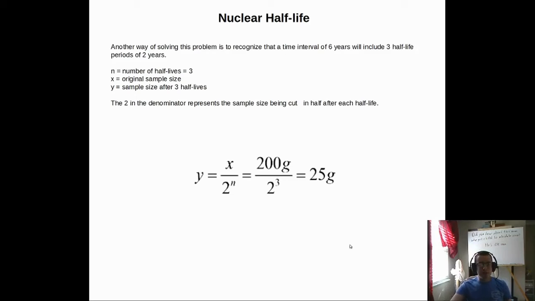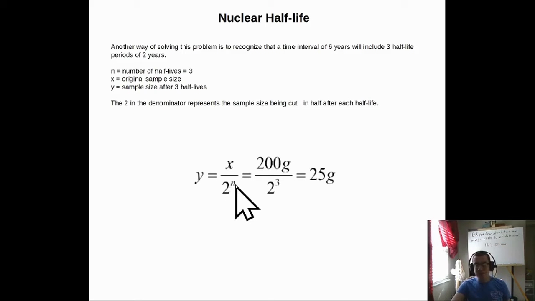So we've got this nifty little equation here. In this, y equals x over 2^n. y is basically what we wind up with. So after all of the half-lives have occurred, after all the decay process, this is how much of the original sample is going to be left. x is how much we started with, and n is the number of half-lives that happen. Now, just note this is the number of half-lives.